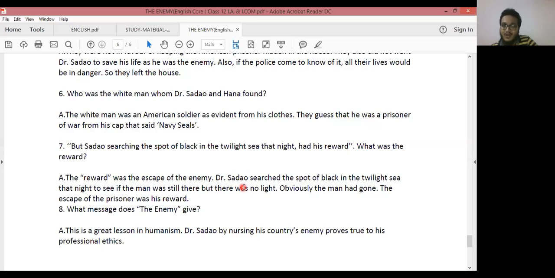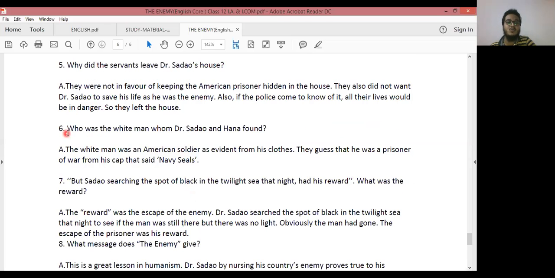Understand what the reward was. Dr. Sadao sees the spot of black in the twilight sea, at night by the sea. If the man was still there, there would be no light, but obviously the man had gone. The escape of the prisoner was his reward. That was his reward. Next, who was the white man whom Dr. Sadao and Hannah found? The white man was an American. They guessed that he was a prisoner of war from his cap, and he was a Navy SEAL. Okay.